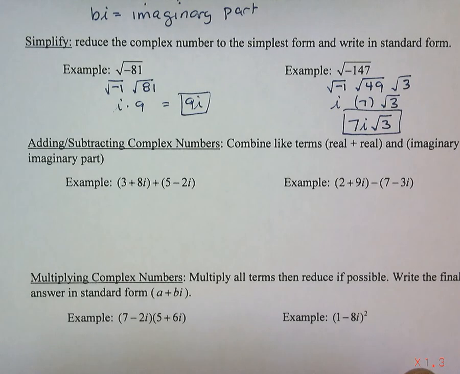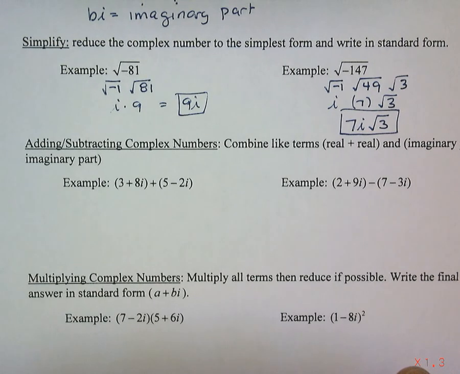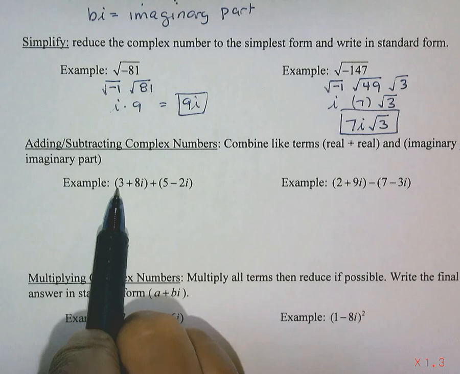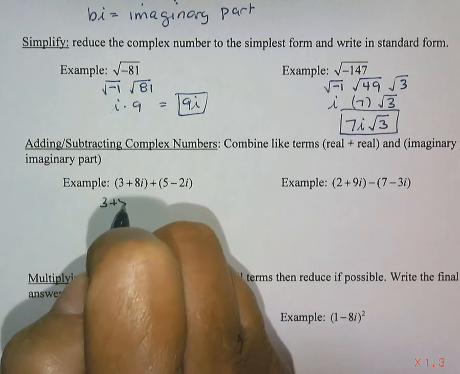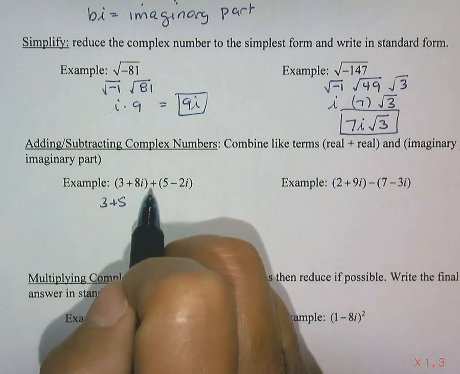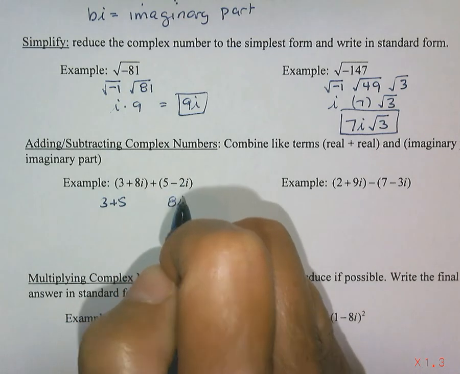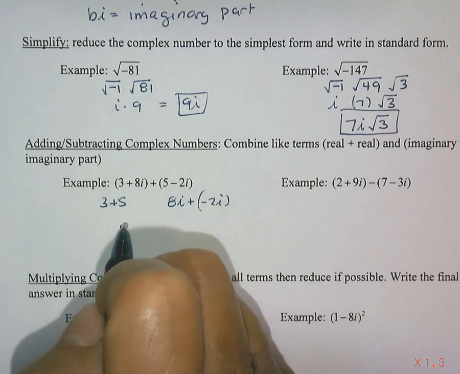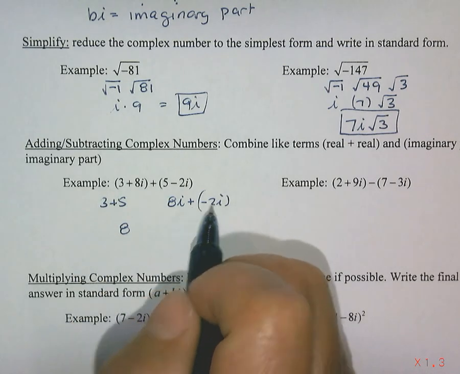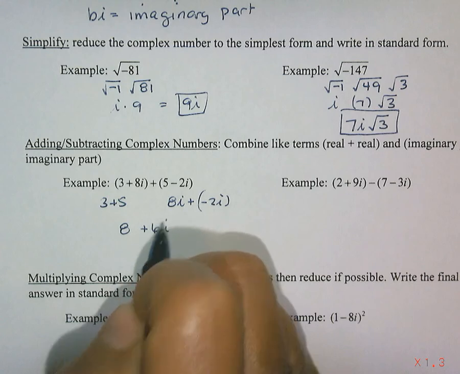Adding and subtracting with complex numbers is very simplistic. You're just going to take the real parts and combine them. So 3 plus 5, those are my real parts. And then 8i plus a negative 2i. When I combine them, I get 8. 8i minus 2i would be positive 6i.